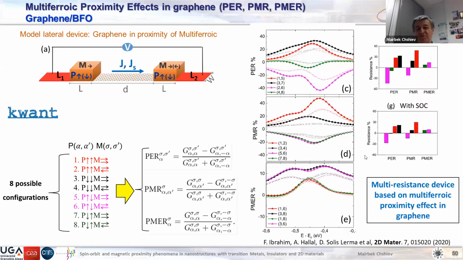And indeed, what is shown here is every one of these phenomena, again, for all situations, and you can see that it can be positive, negative, all of them. And well, for proximity multiferroic resistance, it is positive, but magnetoresistance and proximity electroresistance in this kind of structure, what we call a multi-resistive concept for a device, the values are actually quite promising.